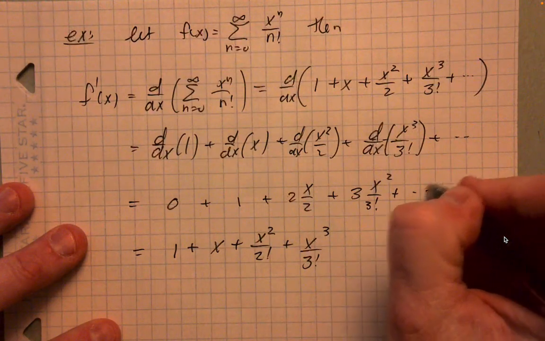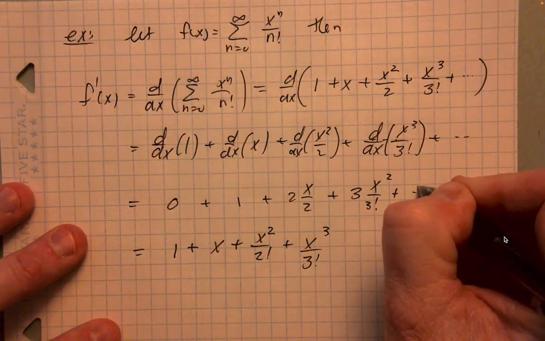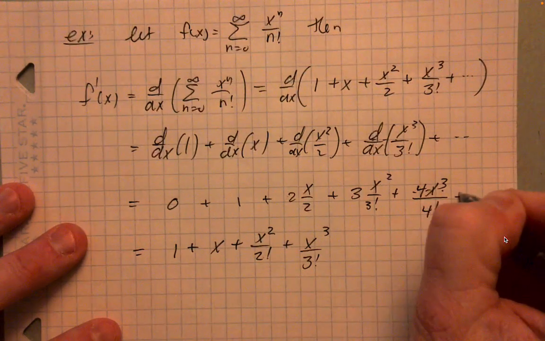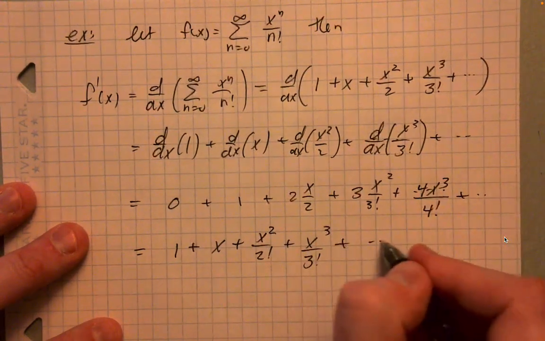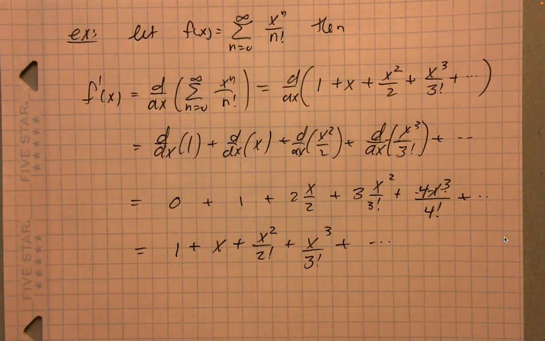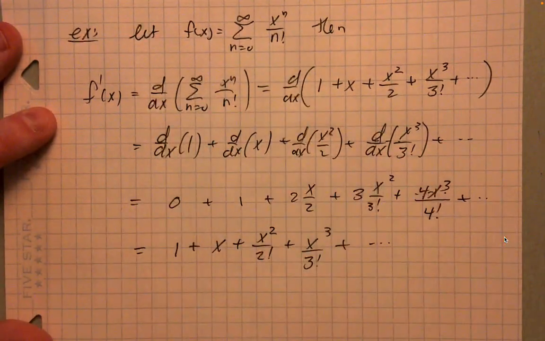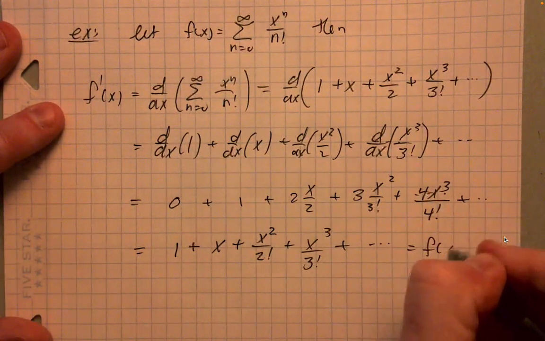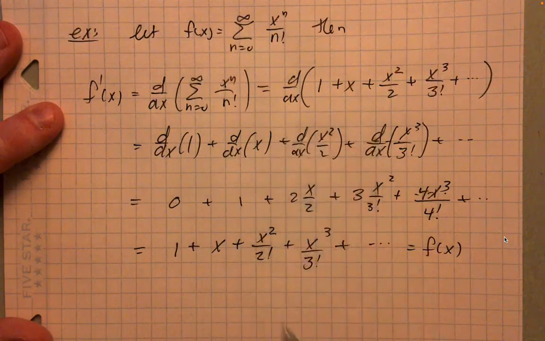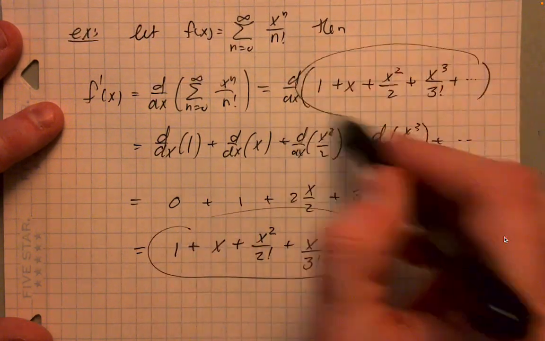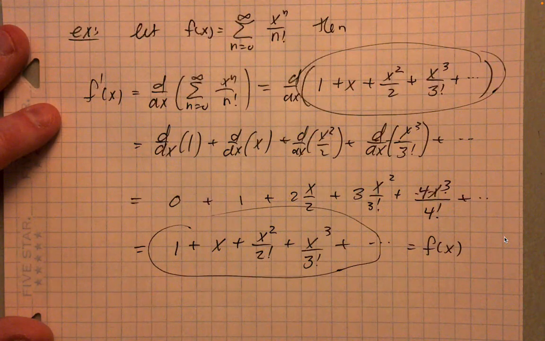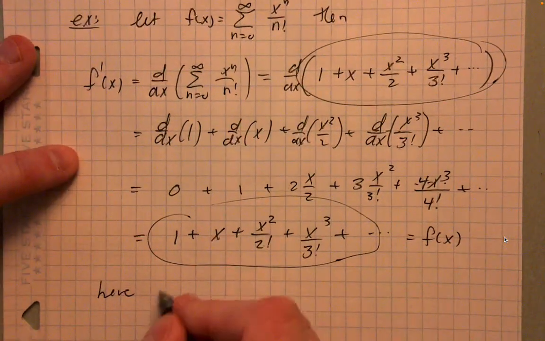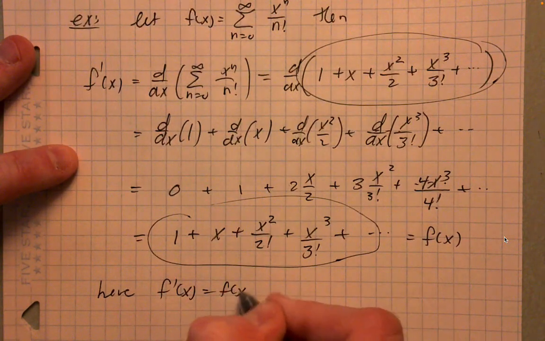The next term, I should have put it in, would be plus, what would it be? 4x cubed over 4 factorial, right? And that's where you get this one. Okay, so notice that in this example, f prime of x is the same as f of x, isn't it? This is the same as what we started with. Compare this with this. It's identical, isn't it? So here, f prime of x equals f of x.